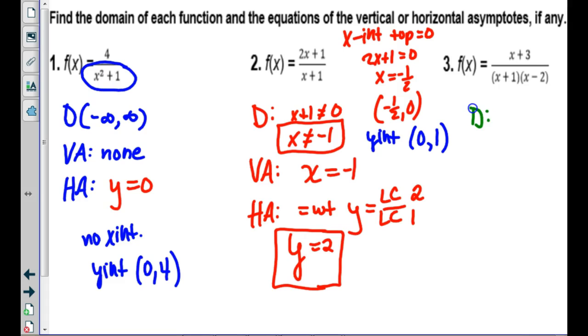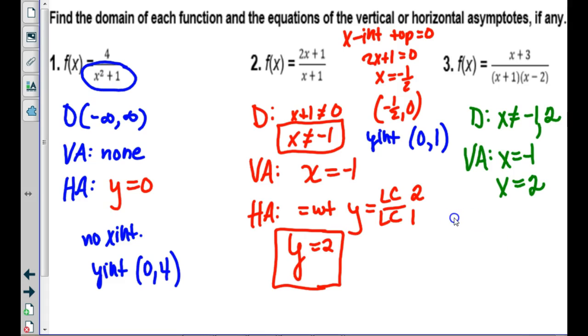Domain restrictions. Does anything cancel or need to be factored? Okay. Domain restriction is x cannot equal -1 or 2. And because nothing reduces, there's no holes, it has a vertical asymptote then at both x = -1 and x = 2. Those have to be written as an equation. You can't just list numbers.